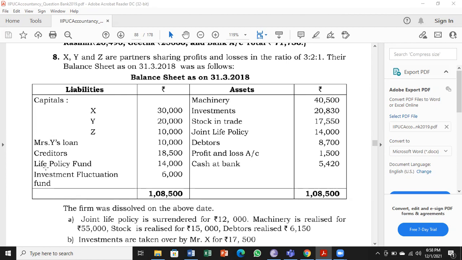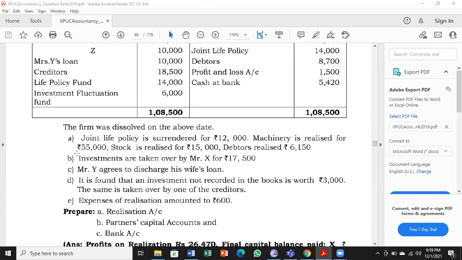The next one is life policy fund. It is like a reserve fund shared among all the partners. Investment fluctuation fund is also like a reserve fund for special purposes. So this also is shared among all the three partners in the ratio 3:2:1 in the capital account. So both the funds are going to come in the partners' capital account.